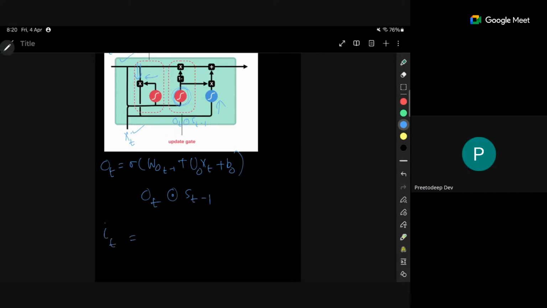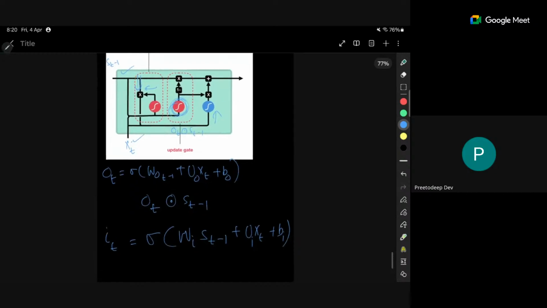Yes, i t. So I'll use sigmoid. It's going here. Now I'll produce W_i s t minus one plus U x t plus b_i. Right, so I'll get that.